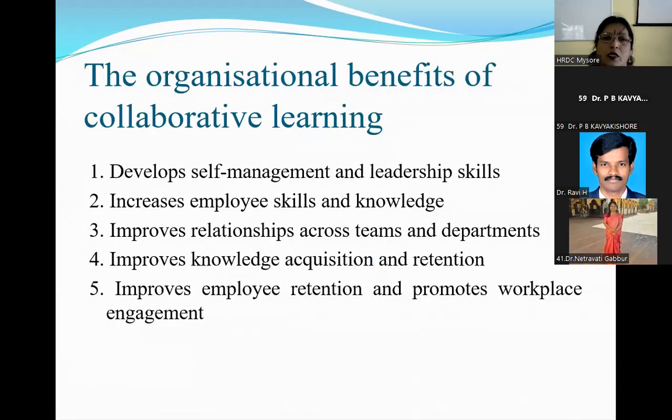Now that was individual. Now the organizational benefits of collaborative learning. What do they learn when they are in a group? Organizational benefits: it develops self-management and leadership skills. Because they are in a group, one might be a leader. So he develops leadership skills, how to manage the group, he learns. It increases employee skills and knowledge.